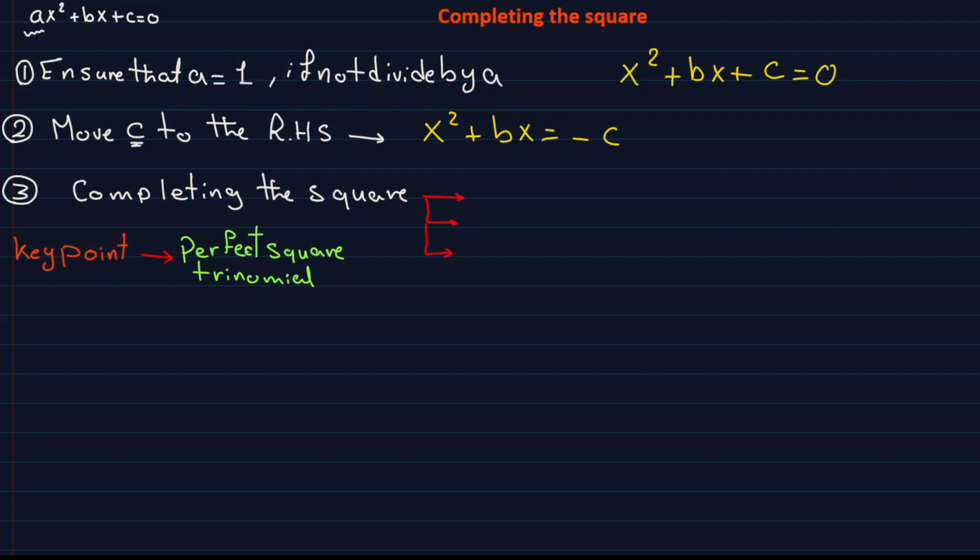Now let's talk about how to do that. In order to complete the square, we have 3 steps. Step number 1 is all about this b. We're going to divide b by 2. So we're going to have b divided by 2.